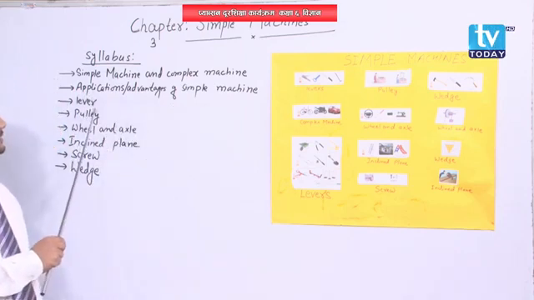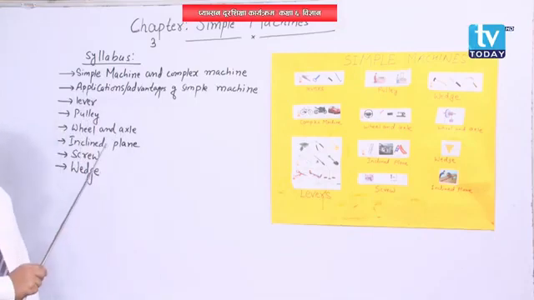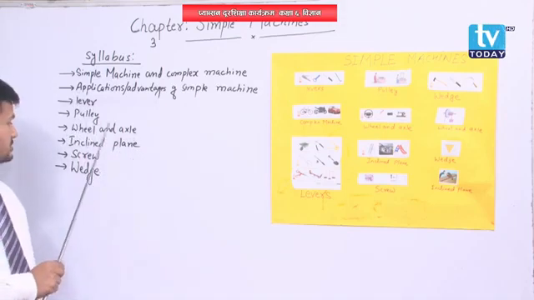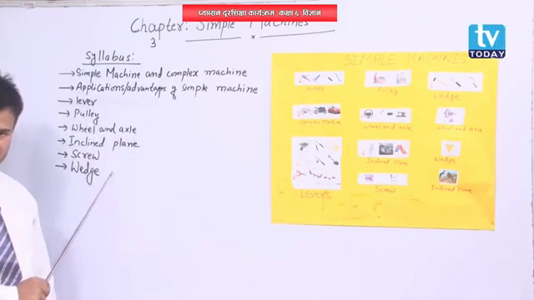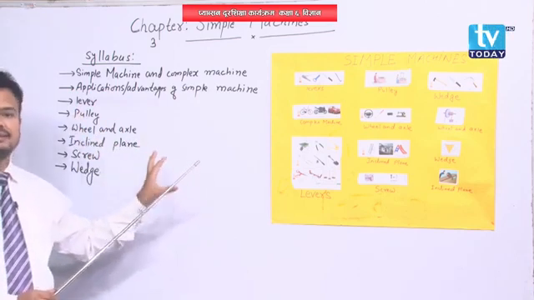These are the different types of simple machines. There are 6 types of simple machines: lever, pulley, wheel and axle, inclined plane, screw and wedge. We'll be learning about all these 6 types of simple machines in detail.